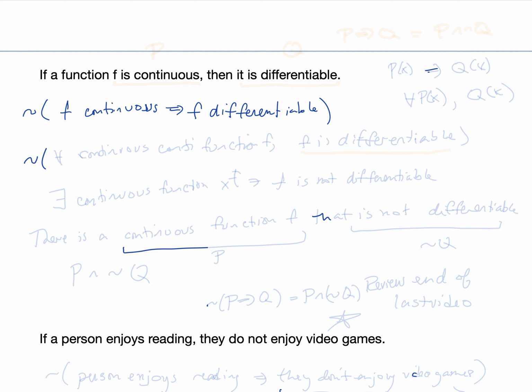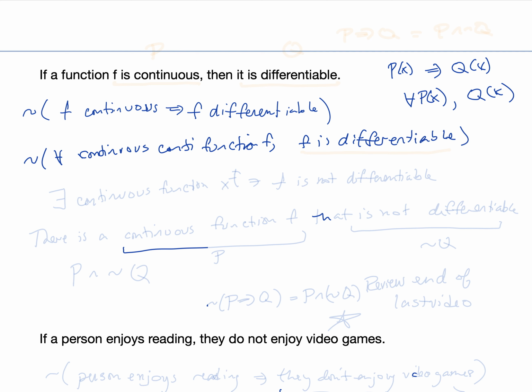So recall that any implies statement, p of x implies q of x, is equivalent to the statement for all x such that p of x, q of x is true. So we could rewrite this as for all, or for any, continuous function f, f is differentiable. That would be logically equivalent to our original statement.